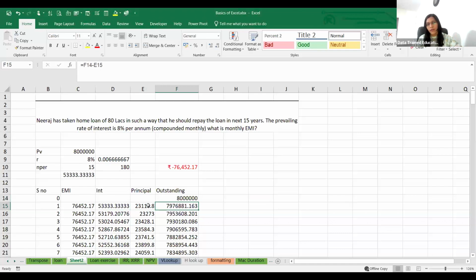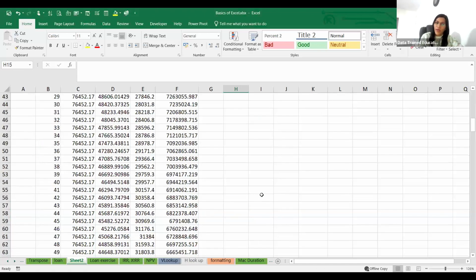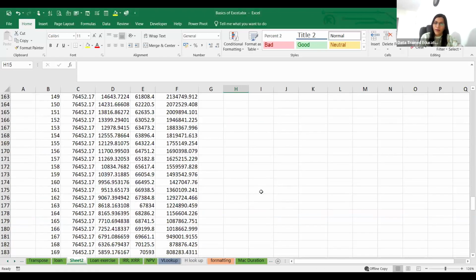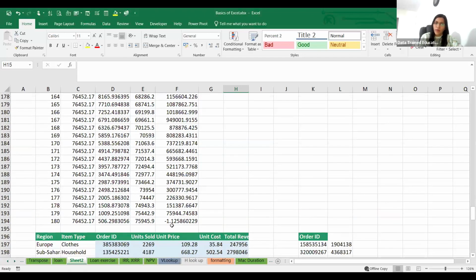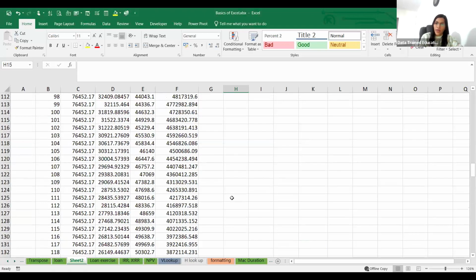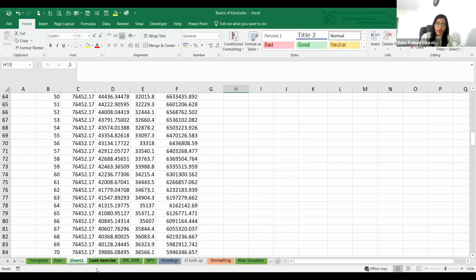F14 minus E15. Once the first line is done, interest, principal, and outstanding you have calculated. Select these all three together, click here, and your table will be done. Till 180, it will be completed. Last number which you want to see, it will be shown as -1 rupees. That means completed EMI. No outstanding. You try one more time, it will be done.